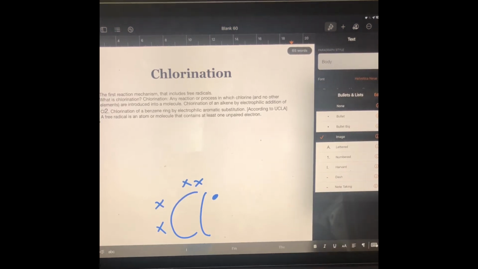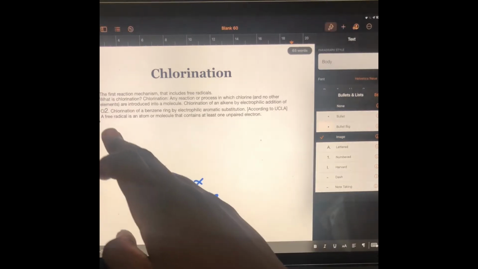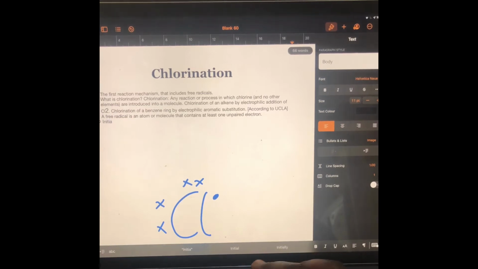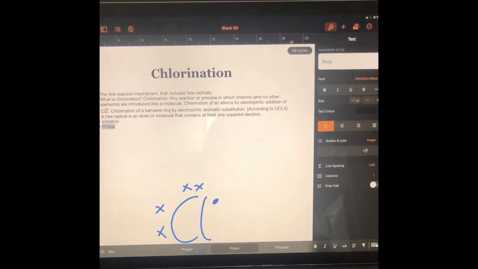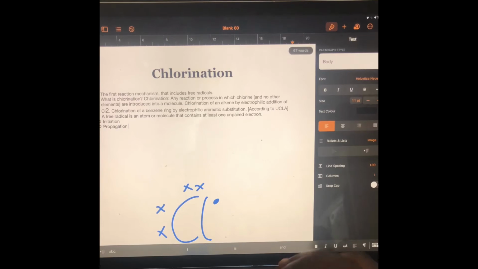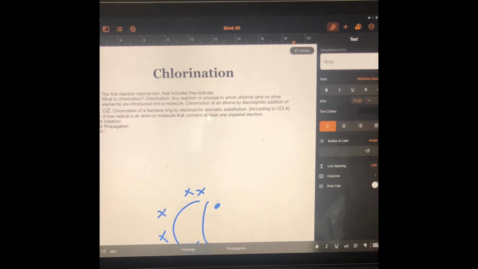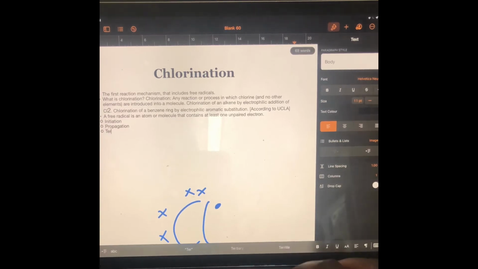There we go. So you have initiation. This is the process where I'll explain how you actually create the free radical. Then you have propagation, and that's the step where essentially your free radicals are substituting with non-free radicals and creating more free radicals. And then you have termination at the end, where those free radicals are no longer free radicals. Your 2 free radicals join together to make a molecule that's not a free radical anymore, a stable molecule, if you will.